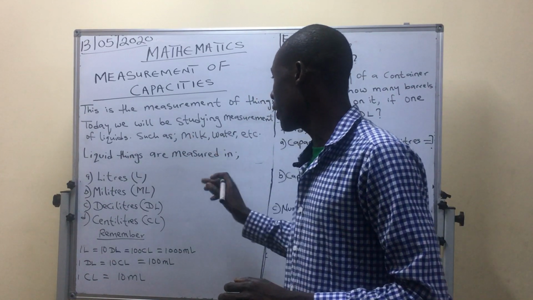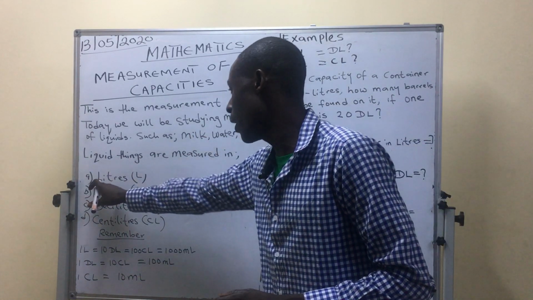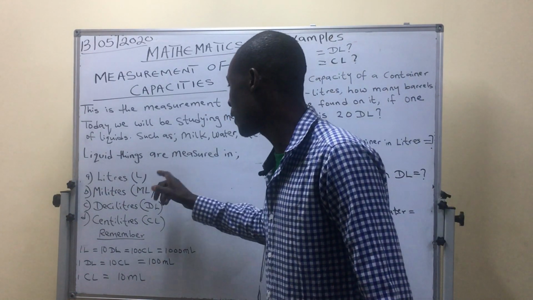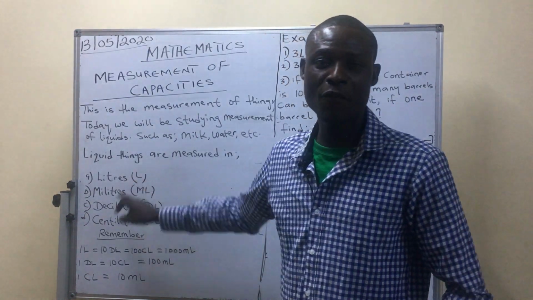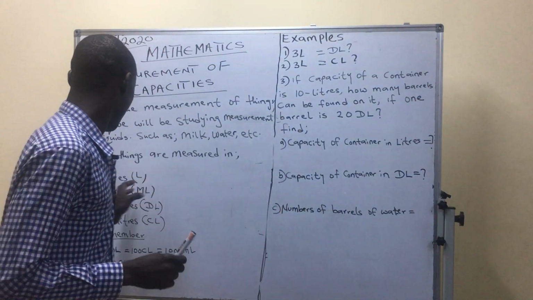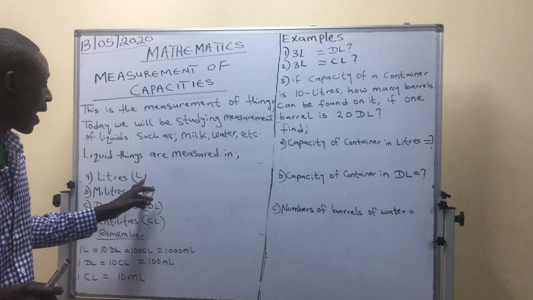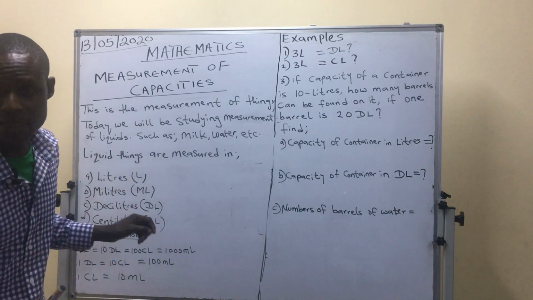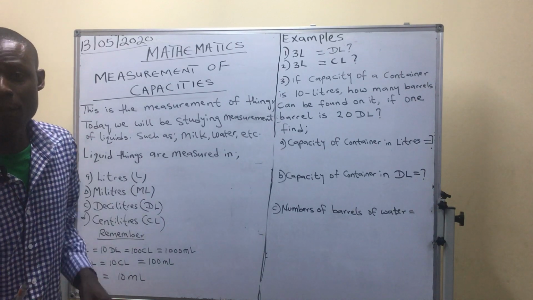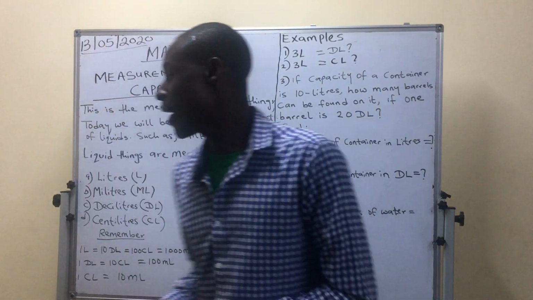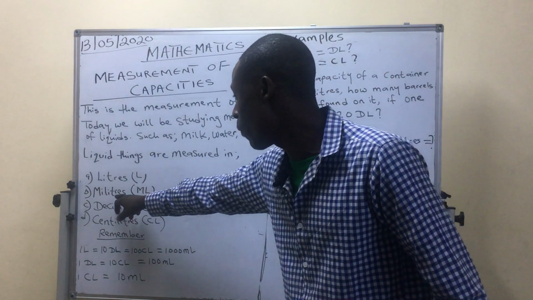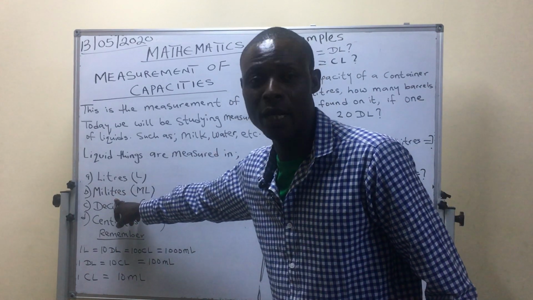Again, liquid things are measured in liters, and the short form of writing liter is L. So whenever you see letter L in this lesson, it represents liters. Milliliters is short written as ml. In this lesson, when you see ml, it means milliliters.